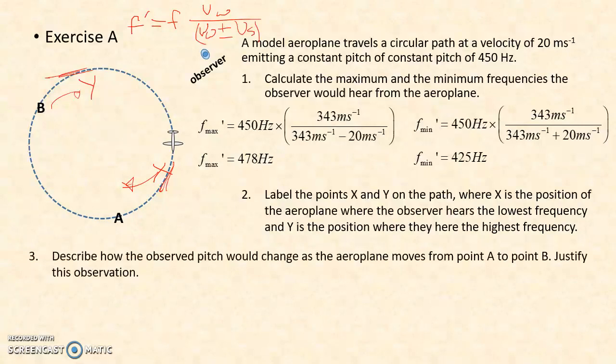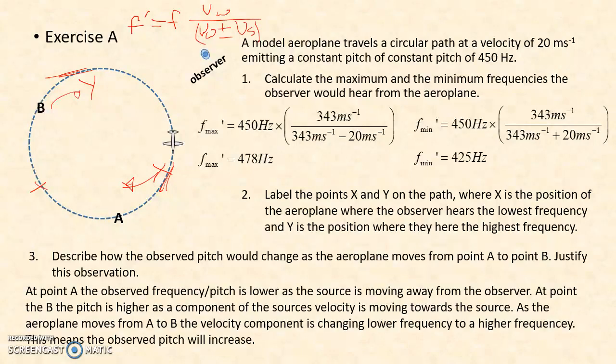Describe how the observed pitch would change as the aeroplane moves from A to B. So A is lowest and B is highest. So it would start, if we can imagine the lowest pitch, and then it goes higher. Okay, that was a really bad sound, but you can imagine what's happening: it's a lower pitch, and then goes to the point in the middle here where it's the exact pitch that the aeroplane produces, and then it goes to the higher pitch over here. So we just need to explain that clearly.